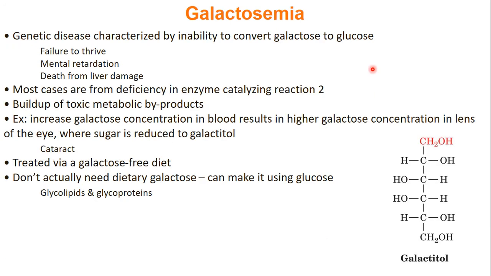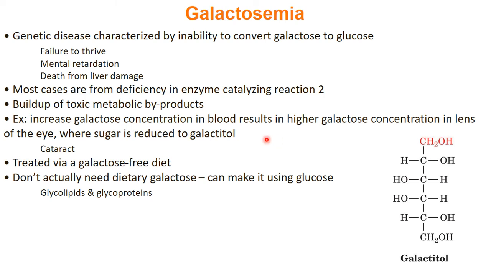So if you cannot digest galactose, you get what's called galactosemia. And it's a genetic disease, and some symptoms of this are failure to thrive, and that just basically means you can't take on body weight or really develop, mental retardation, and death from liver damage. In most cases, galactosemia is from a deficiency in the enzyme that catalyzes reaction 2 in the previous slide. And since you do not have this enzyme, you're going to get a buildup of toxic metabolic byproducts.